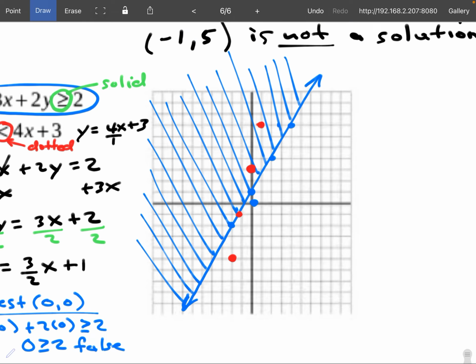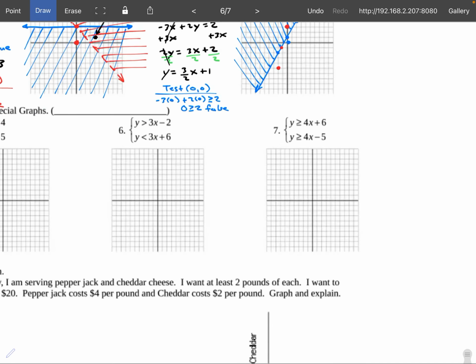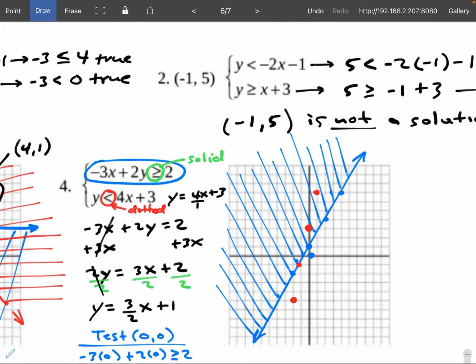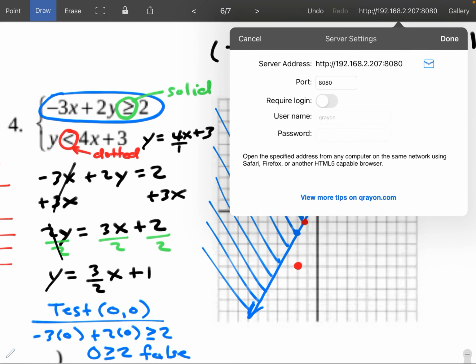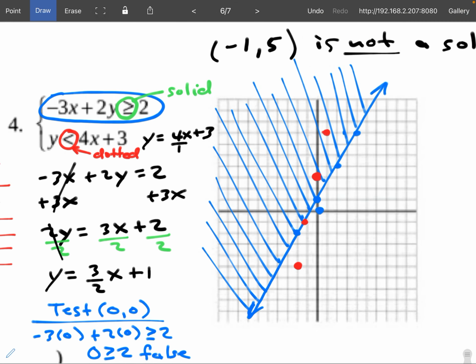And then what about on this one? Is that solid or dotted? Yeah, that does not have the equal to bar, so this one's going to be dashed or dotted. All right, so I got to make a dotted line.